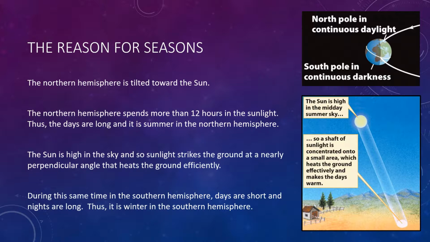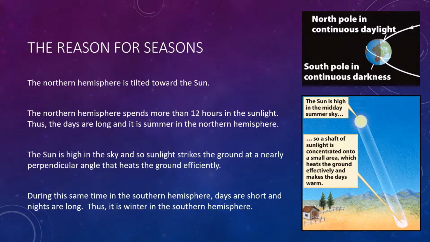The steeper sunlight angle makes it summer in the northern hemisphere for two important reasons. So it's summer for two reasons. It's warmer because of these two reasons. First, as shown in this image here, the steeper angle means more concentrated sunlight, which tends to make it warmer. So we already discussed the first reason why it's warmer in the summer. We have concentrated sunlight that efficiently heats the ground.